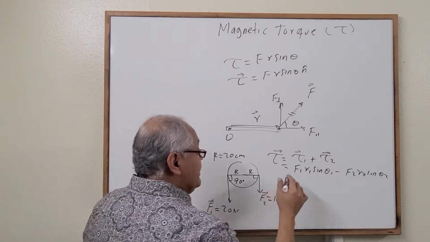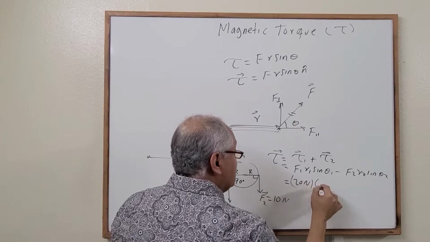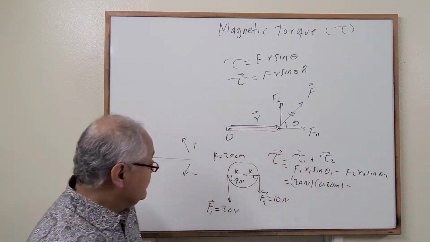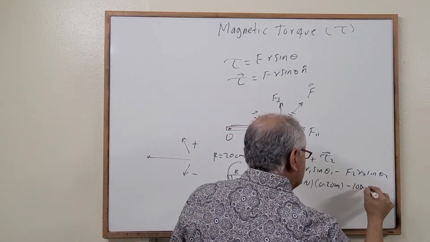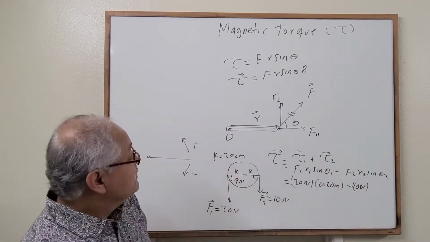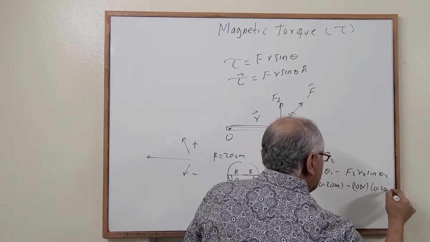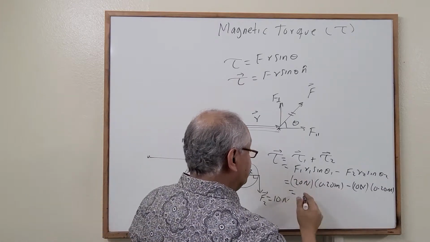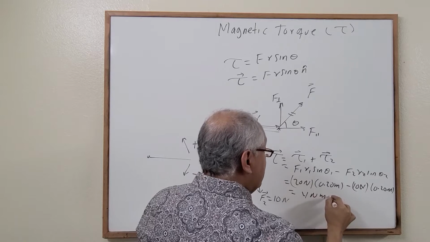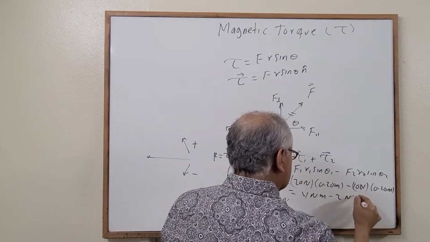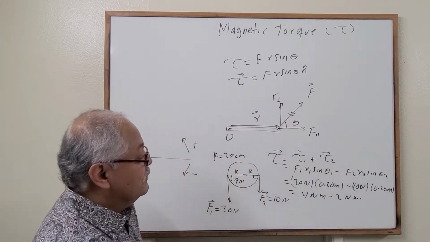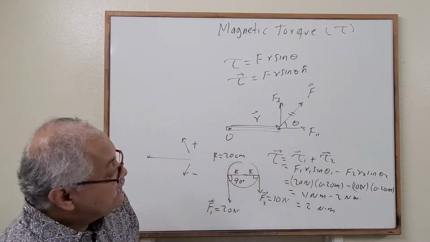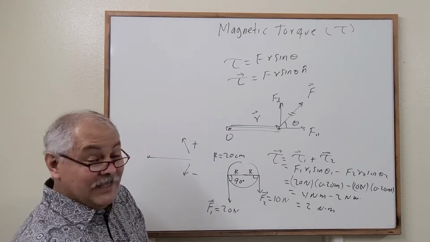So what do we have then? This is going to be 20 newtons times what is r? It's going to be 0.20 meters, correct? Minus what is F2? Magnitude 10 newtons, times r2. What is the same radius? It's going to be 0.20 meters. And we get then that the answer is going to be 4 newton meters minus 2 newton meters, correct? And that is equal to 2 newton meters, and it's going to be the net torque.